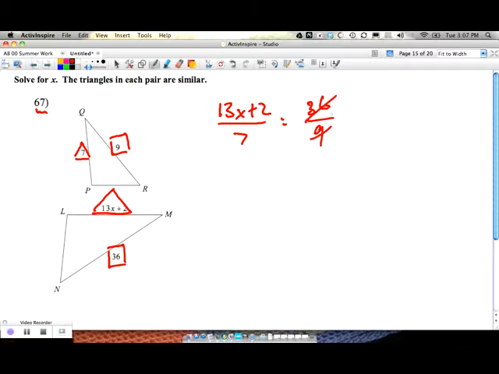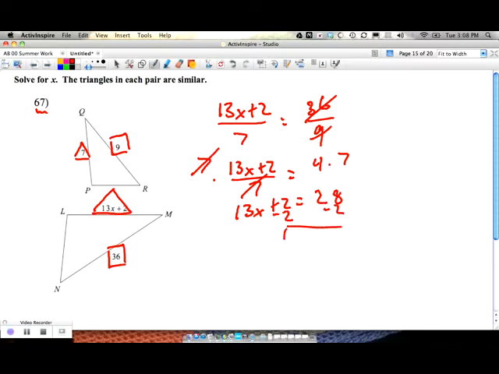Hey, look at that. 36 and 9 simplify. They're both divisible by 9. 36 divided by 9 is actually 4. So 13x plus 2 over 7 is equal to 4. I got to get rid of the 7 now. So to get rid of a denominator, we multiply by it, because then it simplifies down to 1. That tells me that 13x plus 2 is going to equal 4 times 7, or 28.